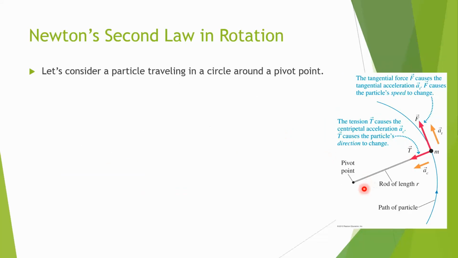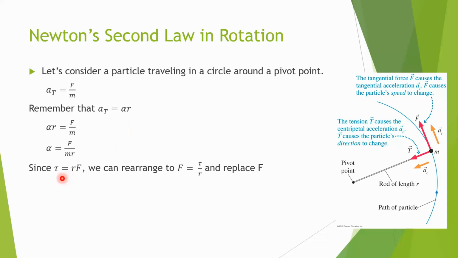So let's consider a particle that's traveling around in a circle around a pivot point. We said that the tangential acceleration, or the acceleration here, is equal to the force over the mass. Well, we're going to replace this with some variables that we use in rotational motion. So first, we're going to remember that linear acceleration is equal to rotational acceleration alpha times r. That gives us alpha r equals force over mass. And then we're going to simplify it a little bit by putting the r on the right-hand side. So alpha equals force over mr.